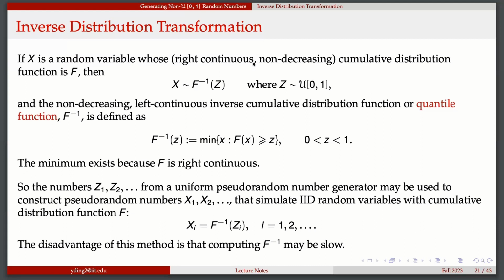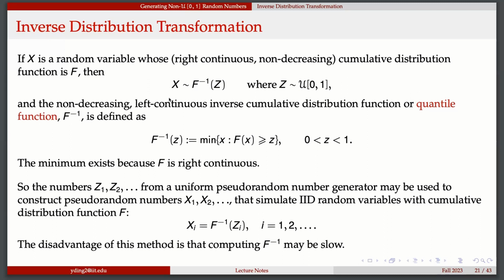And this doesn't mean this one needs to always be a continuous random variable. No, it can be discrete. We just need the cumulative distribution function to be right continuous, and it's non-decreasing, of course. Then what we can do is, if you have some Z that follows the uniform distribution, you can plug this Z into the inverse function and generate X.